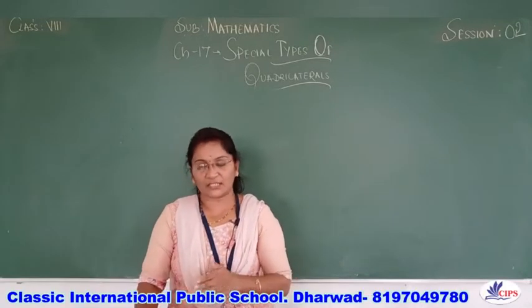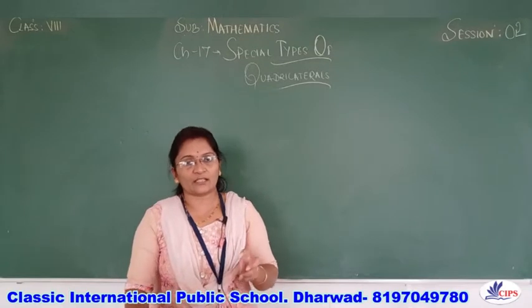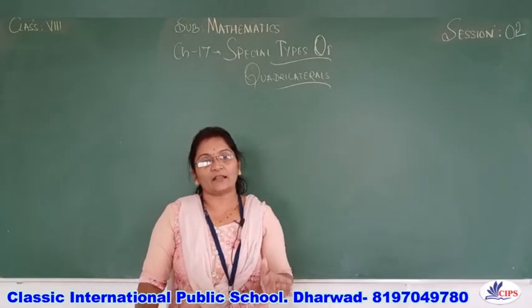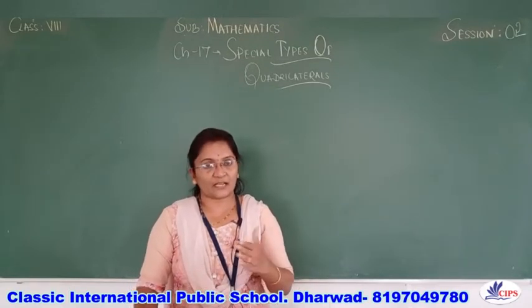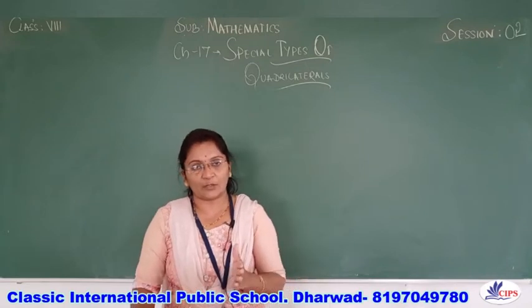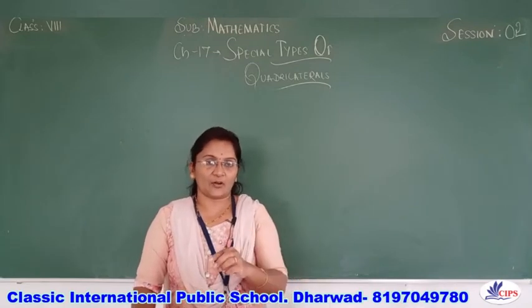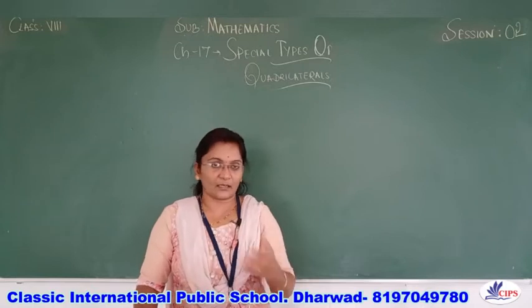So in today's session, let us begin with a rectangle. What is the definition of a rectangle? A rectangle is a quadrilateral in which opposite sides are equal, opposite angles are equal, and each angle in a quadrilateral is 90 degree. That is a rectangle.